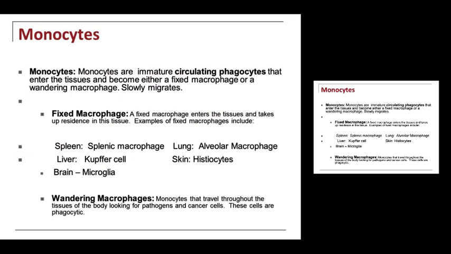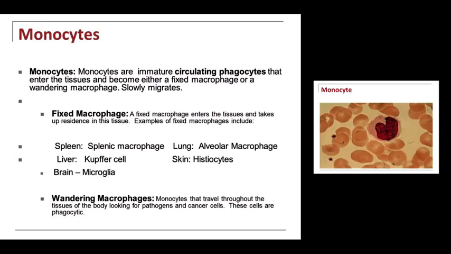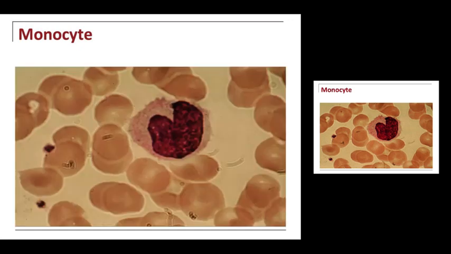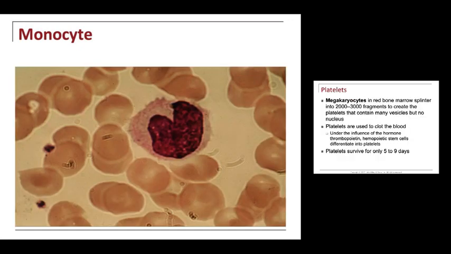Monocytes, these are always circulating phagocytes, and then they move into the tissues that are damaged and they become macrophages. And these macrophages can change their names. If they're in the brain, they're called microglial cells. If they're in the liver, they're called Kupffer cells. If they're in the spleen, splenic macrophages. In the lung, alveolar dust cells or alveolar macrophages. And you can see that the nucleus looks a little bit more kidney bean shaped here. Those are monocytes.